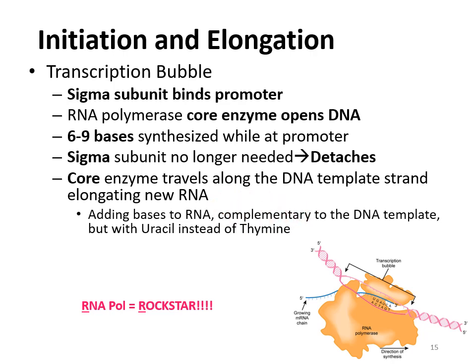So once again, elongation is the core subunit. And to recap this process, initiation and elongation is simply sigma subunit of RNA polymerase recognizing a promoter, helping to open up that area. There's 6 to 9 bases put together, and then the sigma leaves and the core takes over constructing the new RNA.